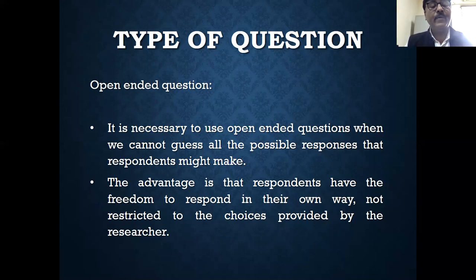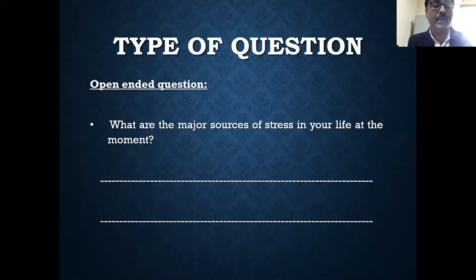See, this is open-ended. This is how to ask a question through an open-ended question: what are the major sources of stress in your life at this moment? Because there are different types of stresses, the respondent will write their responses here. You just collect similar types of responses, give a name to the similar types of responses, and then code them. So again, we convert the open-ended questionnaire into a closed-ended questionnaire, and then use it for data analysis.